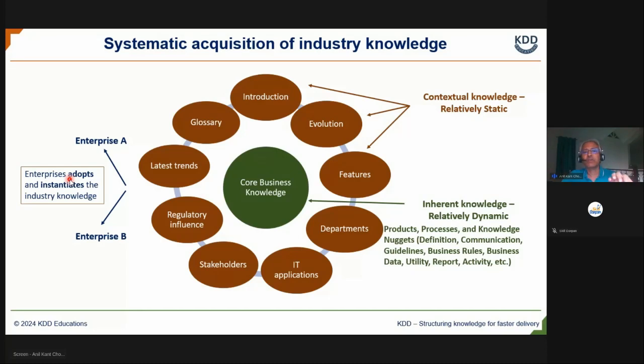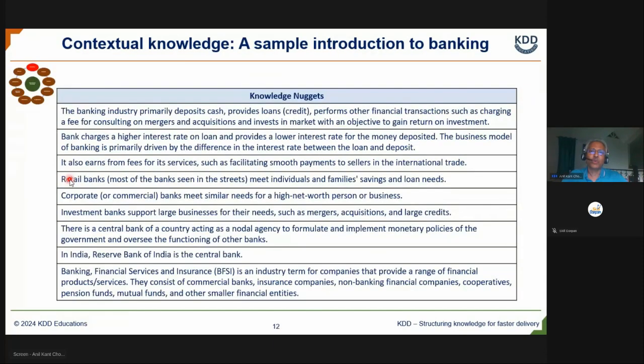What we'll do is focus more on core business knowledge, but I'll just give you a glimpse of what the contextual knowledge could be, right? Now here I've taken an example for introduction. This is the introduction box and all these are other boxes. So for example, if we are talking about banking, all this definition that the banking industry primarily deposits cash, provides loans, performs other financial transactions, all of this is helping you understand what the bank is all about, right?